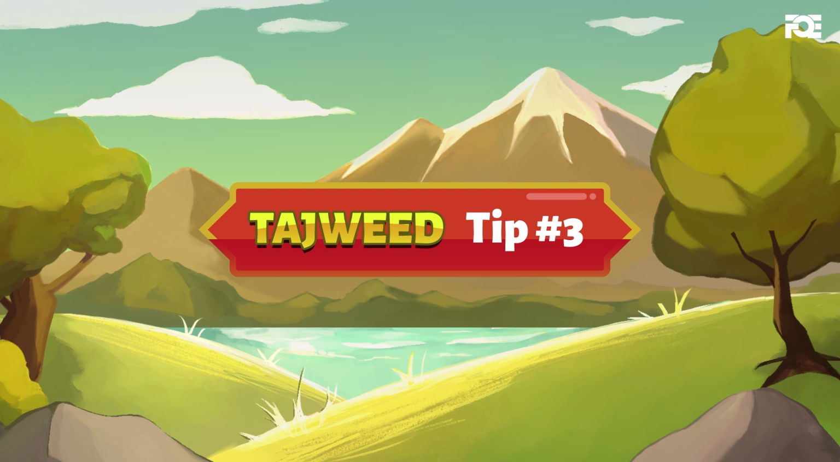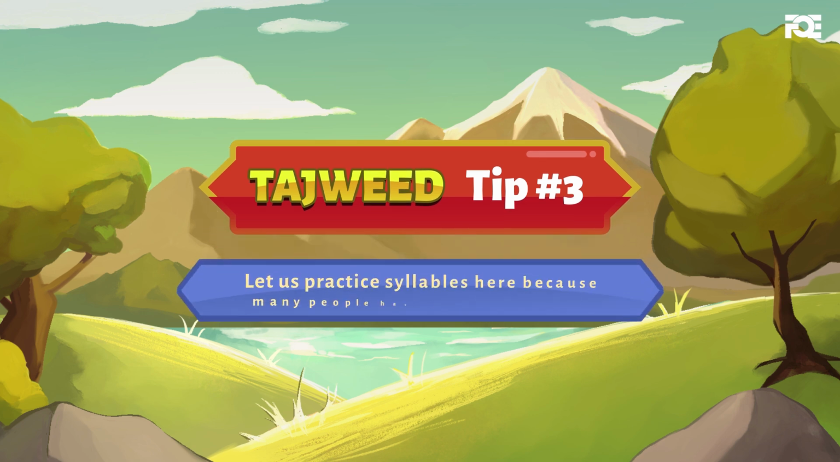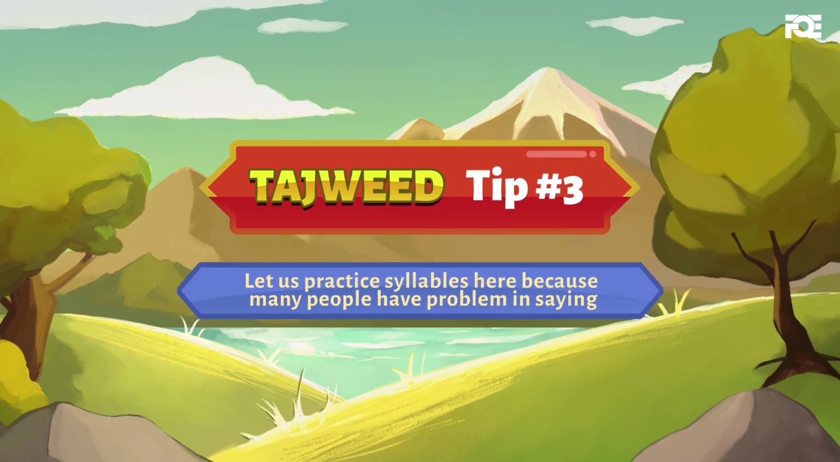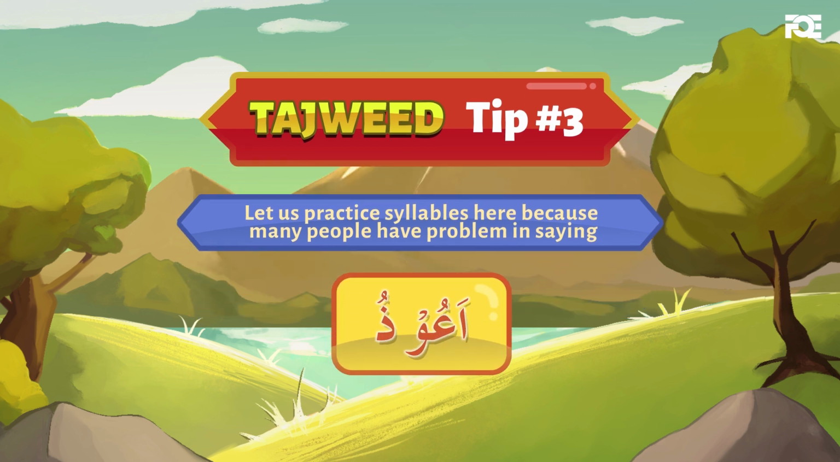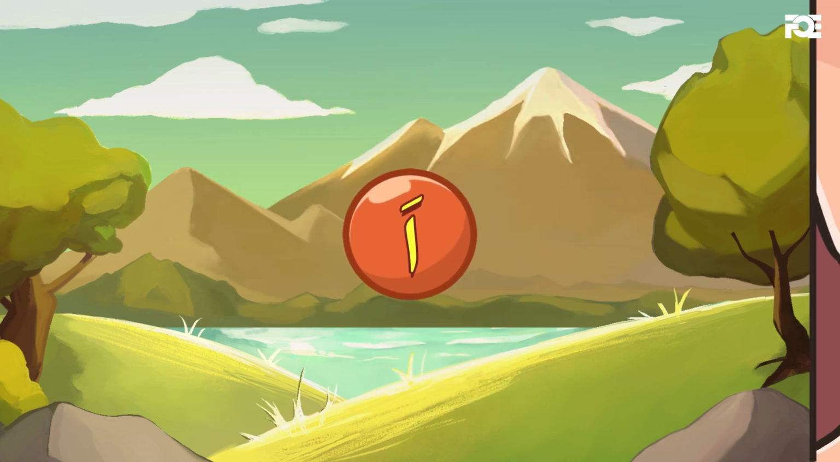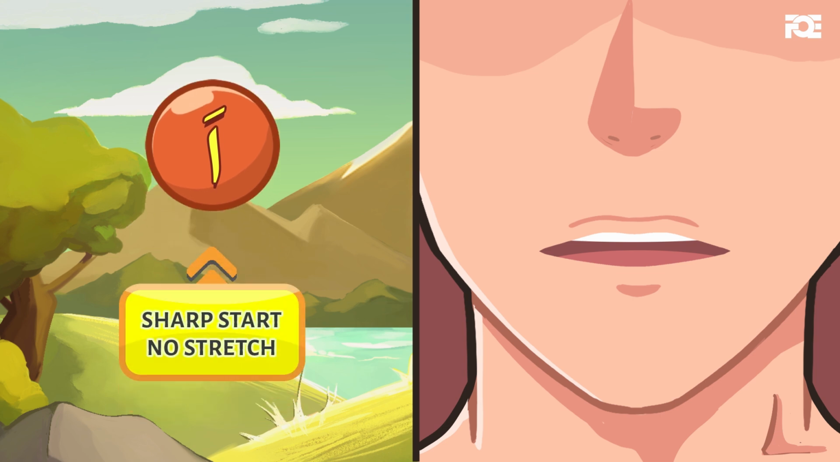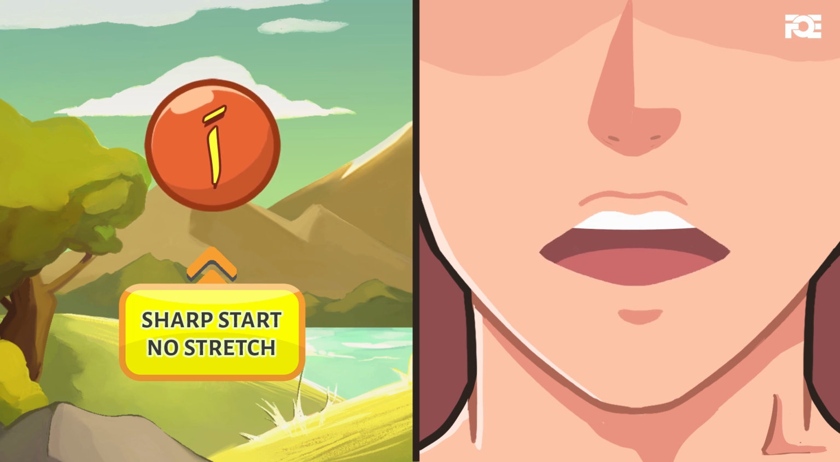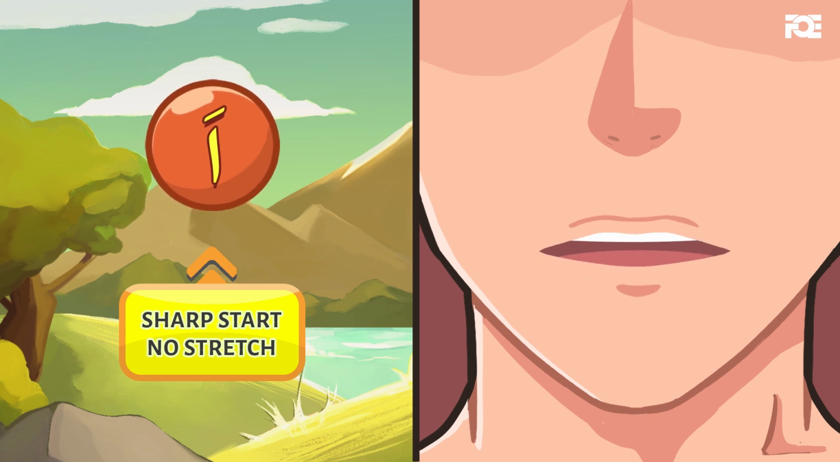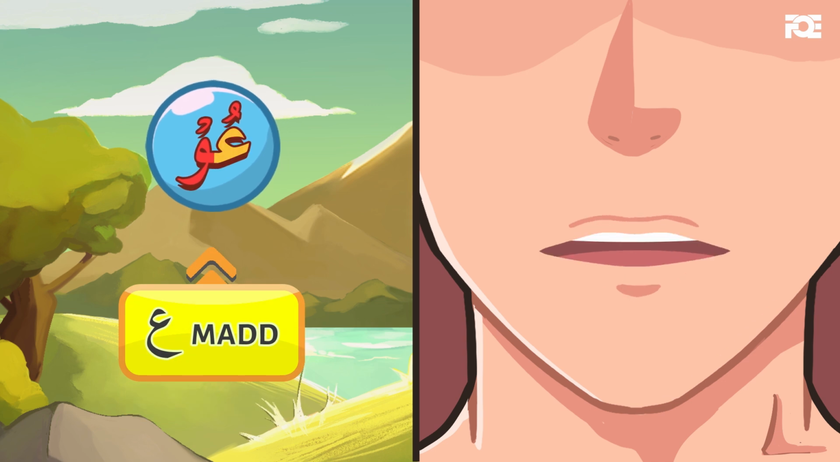As per tip number 3, and remember we are taking tips in this course, the second parts. Let us practice the syllables here because many people have problem in saying a'udhu. So repeat after me 3 times. Take a sharp start. Don't say no, and don't stretch it. Don't say okay. The ayn sound should be very clear, and also there is a mud, stretch it.